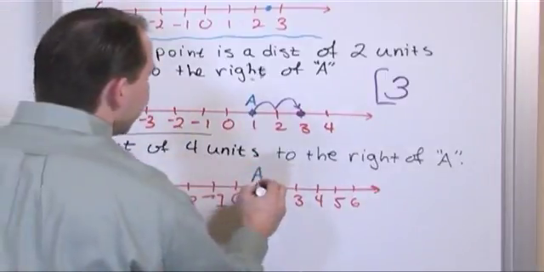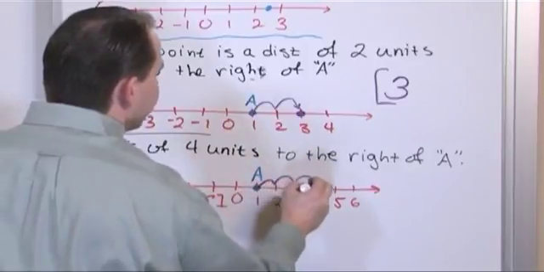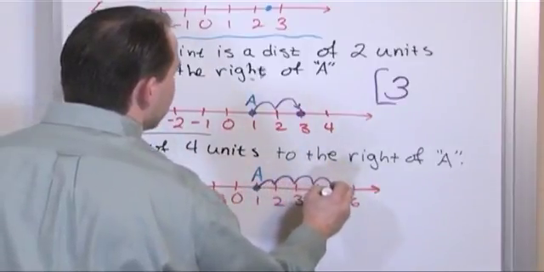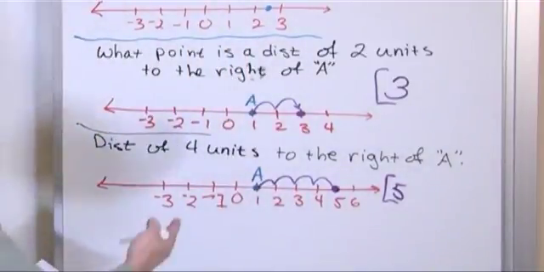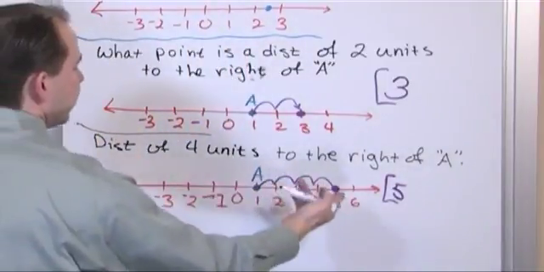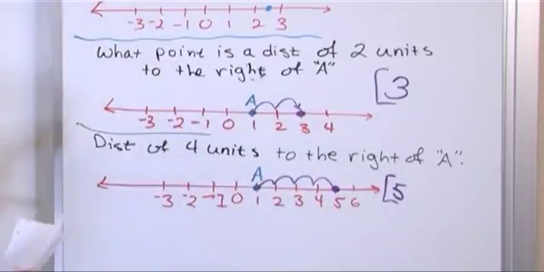So we start at A and we count 4 units. 1, 2, 3, 4. The answer is 5. Right? Just like you would guess. So you basically start with your point and you count up from there. So this is a graphical way of just doing addition.